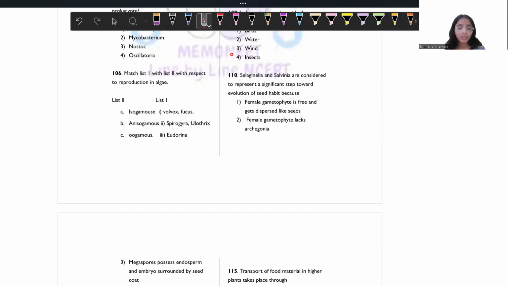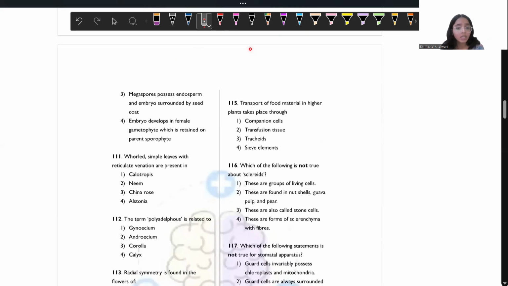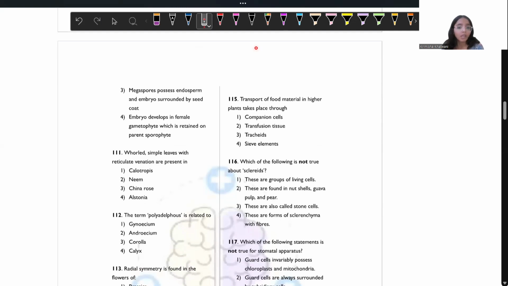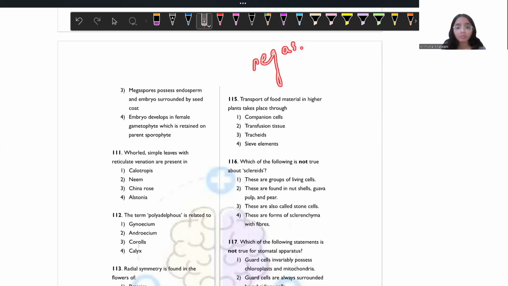Female gametophyte lacks archegonia. It's wrong. Female gametophyte has archegonia in pteridophytes. Let us see the third option. Megaspores possess endosperm and embryo surrounded by seed coat. Okay, let me see. What is megaspore? Megaspores are female spores. A female gametophyte is produced from megaspores. They're large, that is why they are called megaspores.